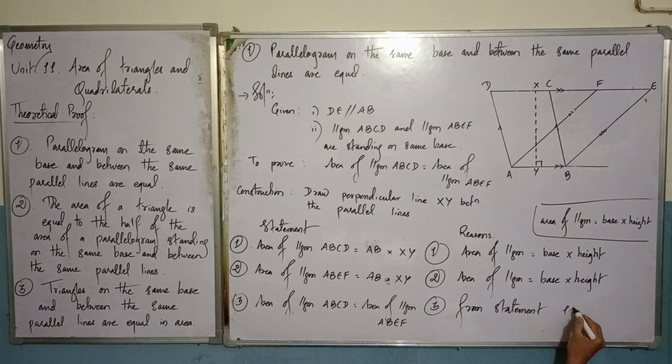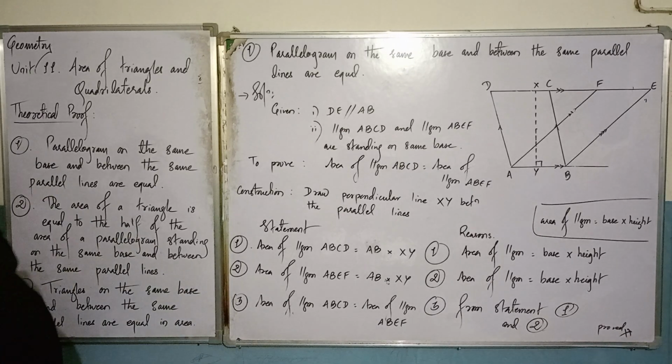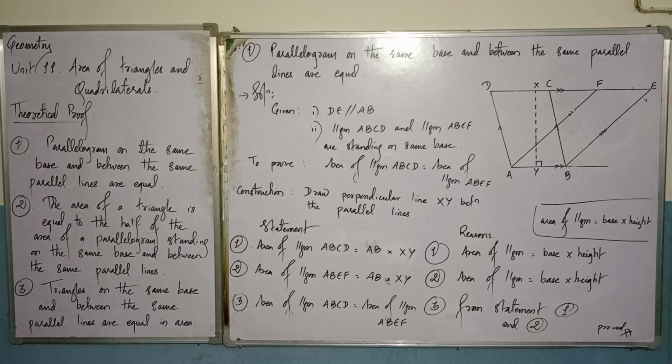From statement 1 and 2, and now you can write here, proved. Okay, so this is how it is done. It is the easiest way to prove the parallelograms on the same base and between the same parallel lines are equal. So you just try to only follow this, not to waste time on more complicated methods. It is the best, sweet and short.